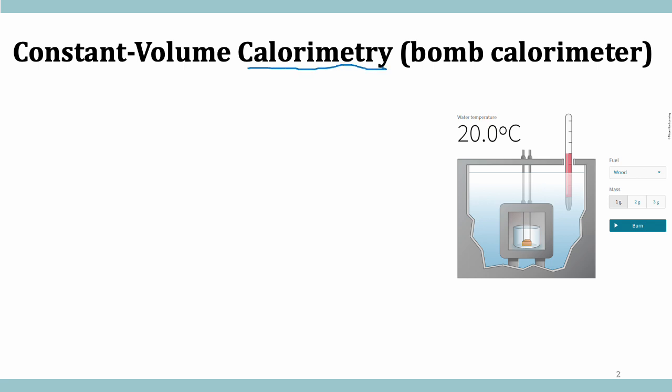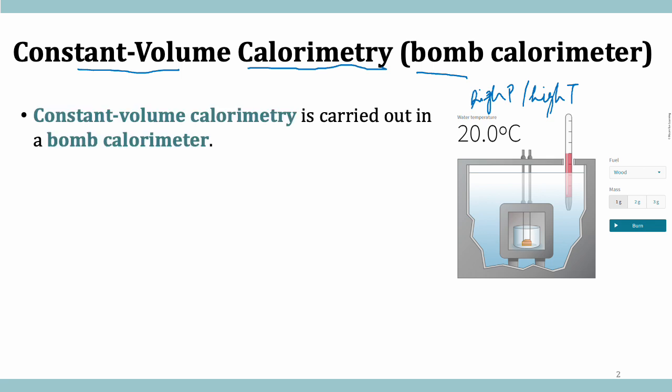The only difference here is that this is a constant volume calorimeter, which means it is done in a container which has a fixed volume. This is also known as a bomb calorimeter because it can handle very high pressures and very high temperatures. Most reactions that require very high temperature or pressure conditions are usually conducted in these calorimeters.